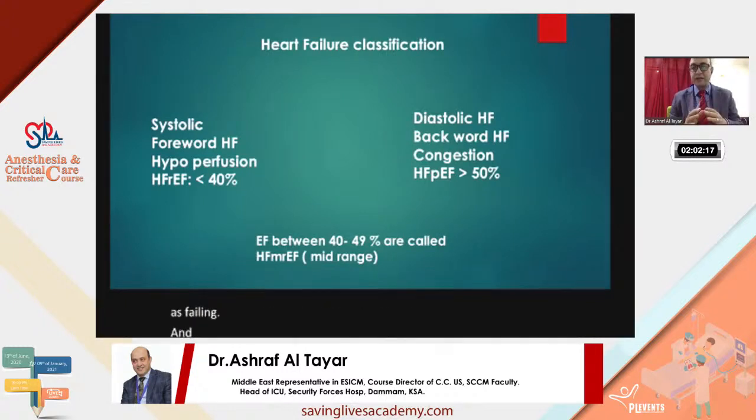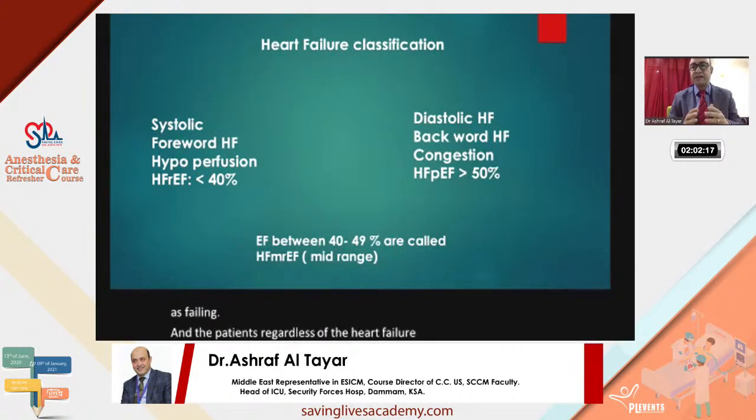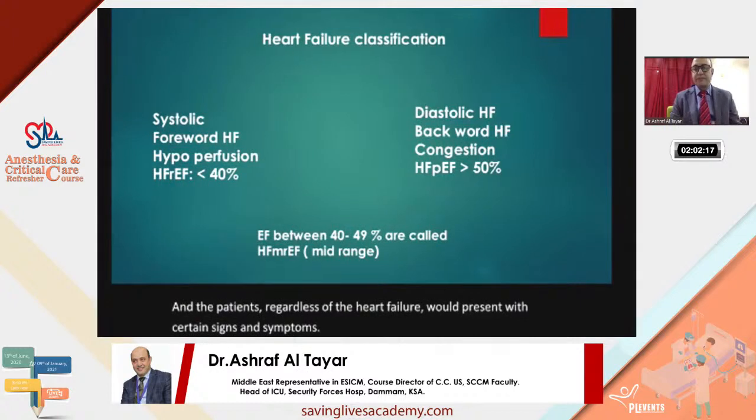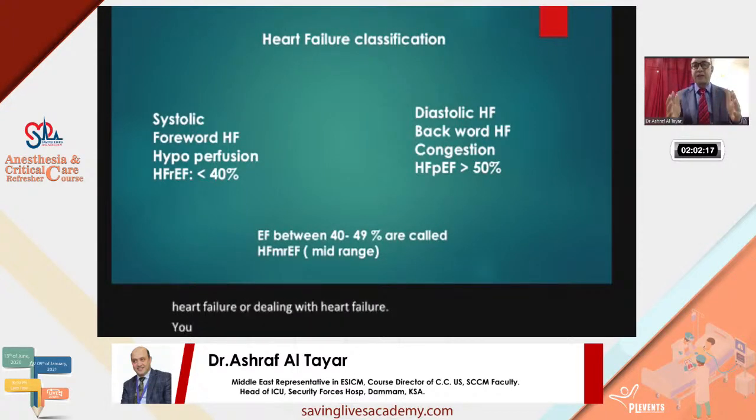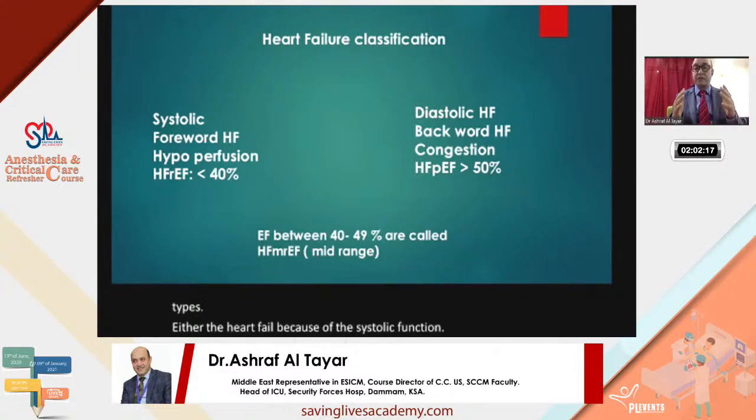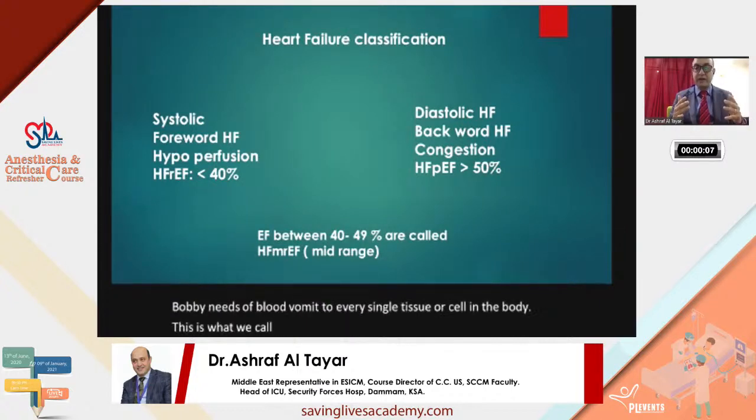And the patients, regardless of the heart failure, would present with certain signs and symptoms. Also universally, it doesn't matter whom you are talking about or dealing with, you're going to end up having your patient with heart failure in one of two types. Either the heart fails because the systolic function is not enough to keep coping with the body's need of blood pumped to every single tissue or cell in the body. This is what we call systolic heart failure, what we used to call before forward heart failure or hypoperfusion heart failure or low cardiac output heart failure or low ejection fraction heart failure, as the latest definition, heart failure with reduced ejection fraction.